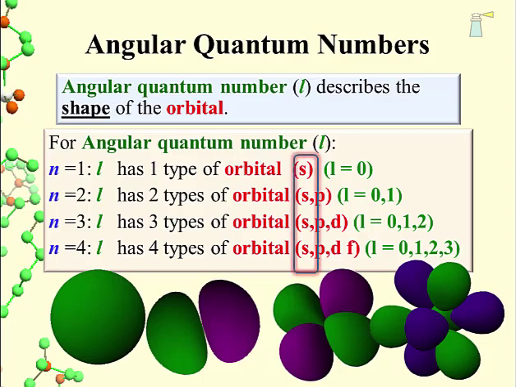Each n has its own s orbital. All n's larger than 1 have p orbitals. D orbitals are limited to energy levels n equals 3 through n equals 6. F orbitals are limited to energy levels n equals 4 and 5.